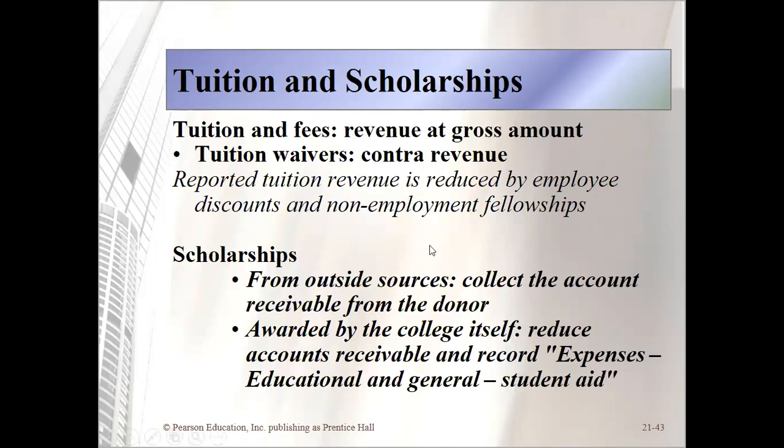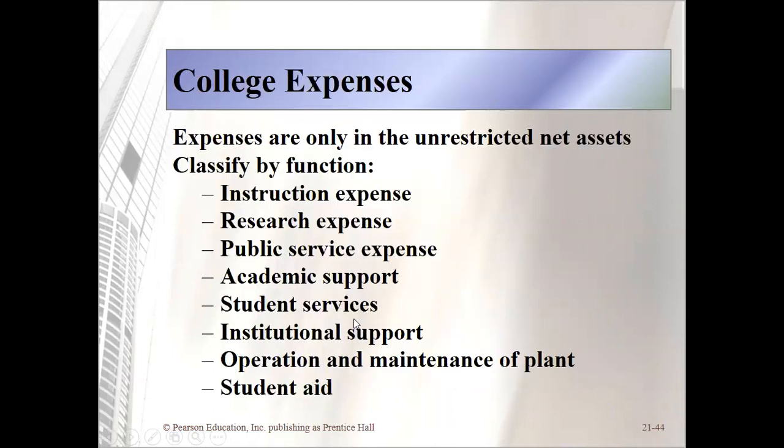So if from outside sources, we have to collect the accounts receivable from the donor himself or herself. If awarded by the college itself, we have to reduce the accounts receivable. That's why I said a while ago, this would reduce the collection, not necessarily the revenue. So it's on the receivable. So debit the expenses, education and general student aid, and then we will credit the receivable.